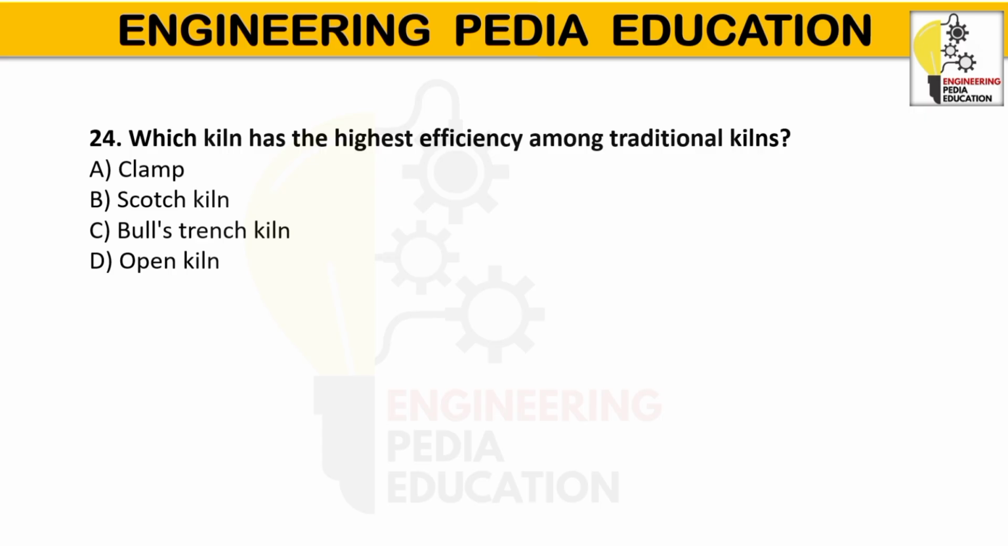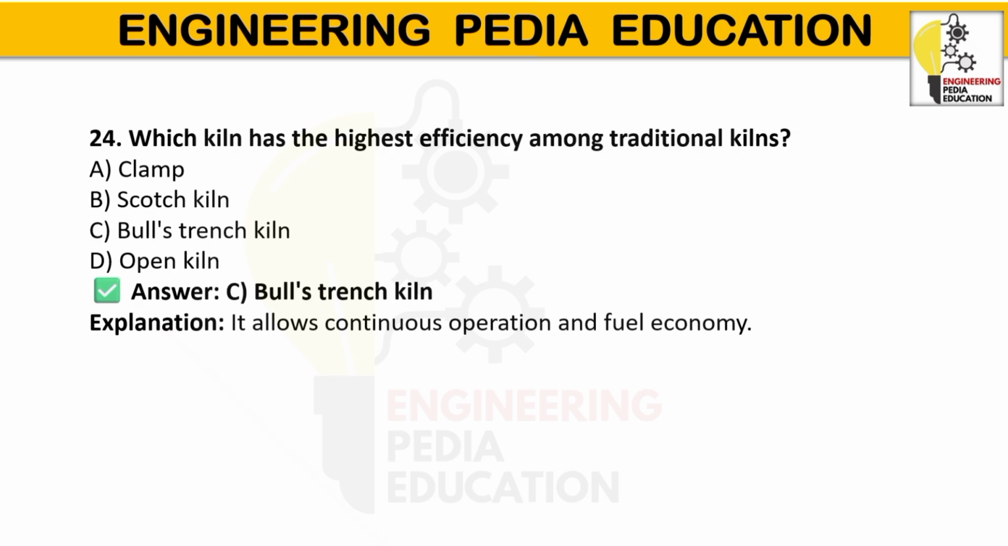Which kiln has highest efficiency among traditional kilns? Clamp, Scotch kiln, bull trench kiln, or open kiln. So the correct option is bull trench kiln. It allows continuous operation and fuel economy. Highest efficiency is in the bull trench kiln because it has continuous operation, also called a continuous kiln.